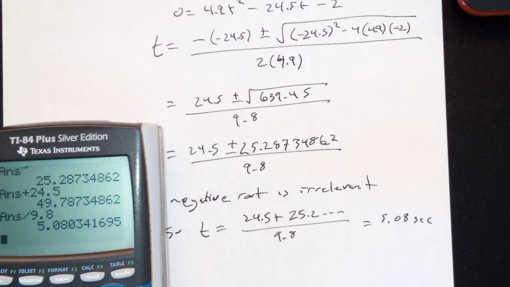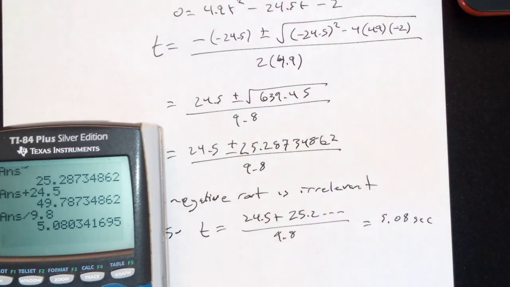5.08. 5.08 seconds. Now, a lot of people will tell me, oh, I was at the highest point at 2.5. I should be back down at 5. But I'm not on the ground at that point in time. At 5 seconds, I will be back where I started at 2 meters. I still have to make it to the ground.